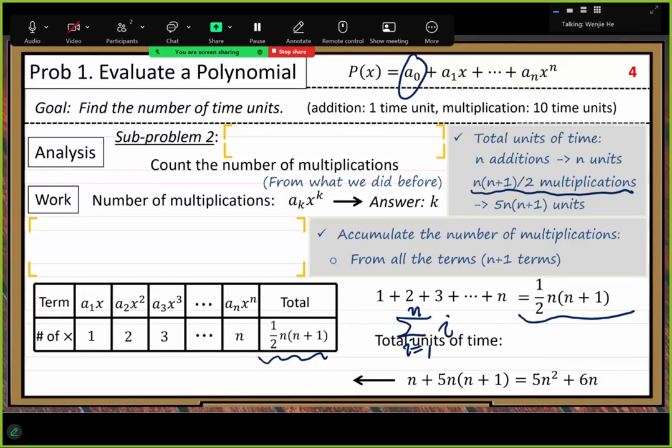At this point, we just solved the two subproblems. The first subproblem, when we apply the brute force method. Our first method is the brute force method. In that method, when we apply additions, we only count the number of additions. We get n additions and the corresponding number of units, n units. N units of time that we used.